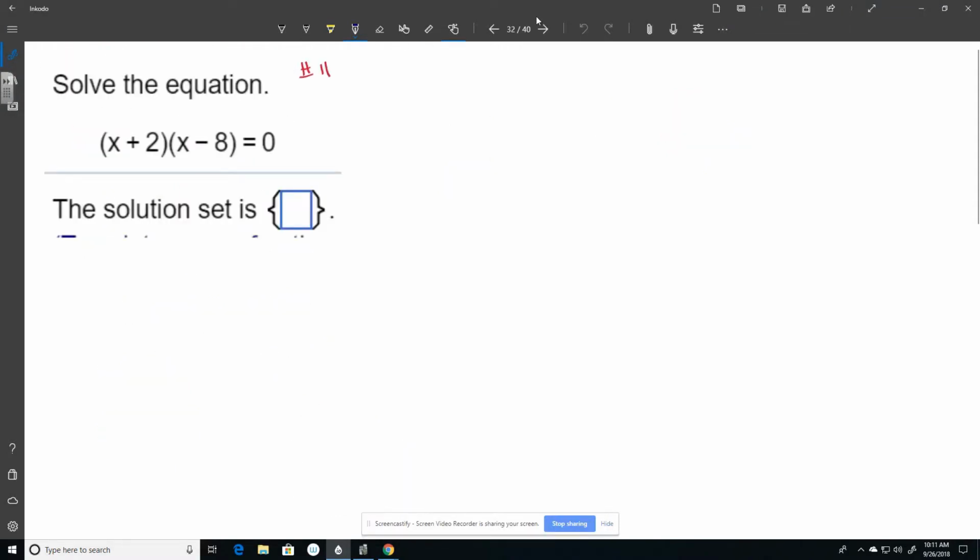All right, number 11, solve the equation. X plus 2 times x minus 8 equals 0. Please don't FOIL, because this is already in the form that we want. We know that these two multiply to be 0. That means either this one is 0 or this one can be 0. So x plus 2 can be 0, or x minus 8 can be 0. So if I do railroad tracks, minus 2, x equals negative 2. Railroad tracks over here, plus 8, x equals 8.